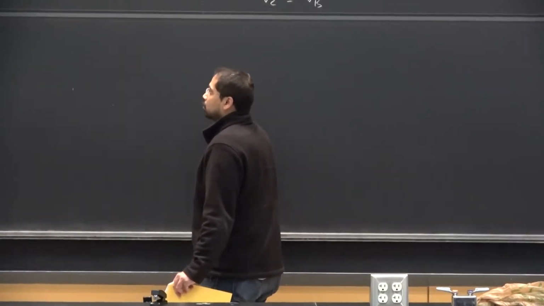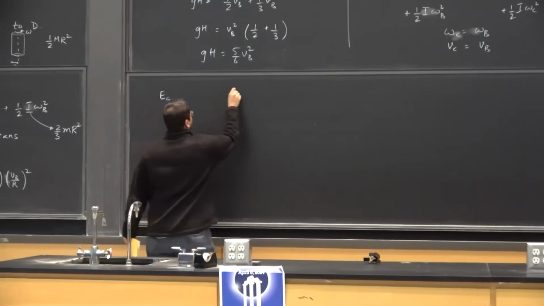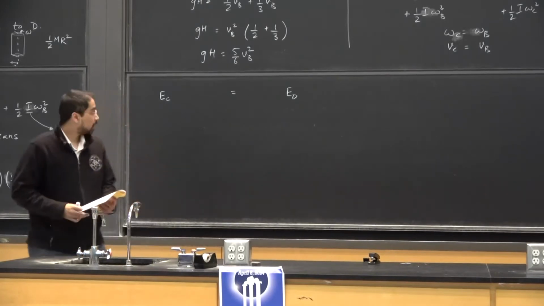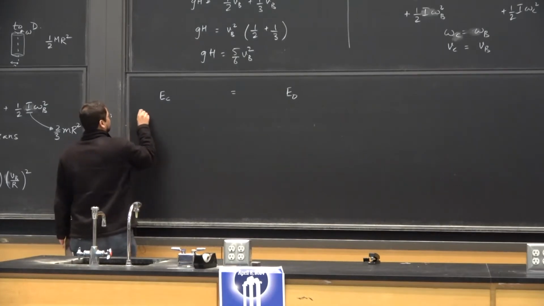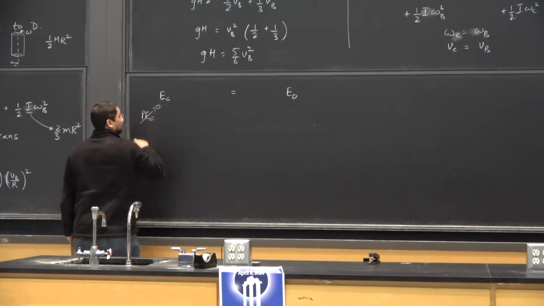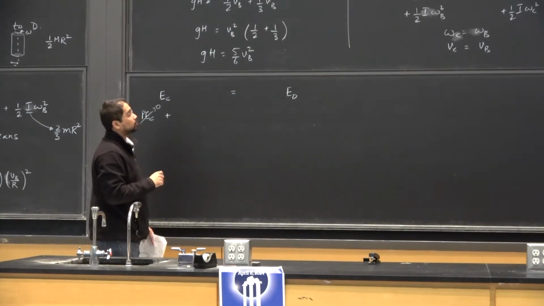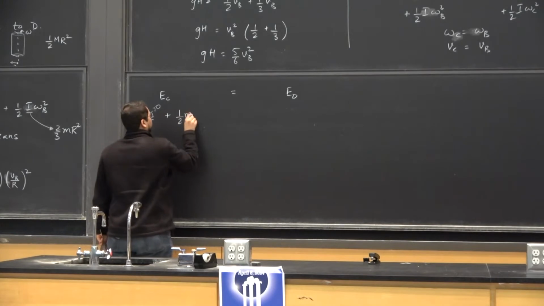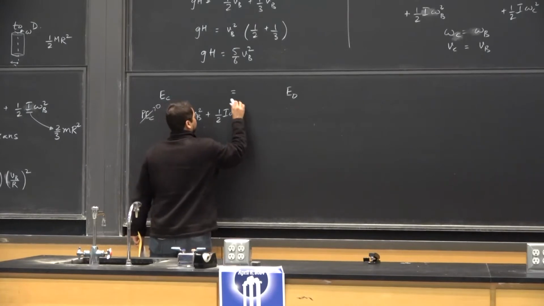We want to see how high the ball goes up on the track CD. So I know the energy at C must be equal to the energy at D. What is the energy at C? There is no potential energy. There is some kinetic energy, which is the same as the kinetic energy at B, right? So this is the same as half mvb squared plus half I omega B squared.